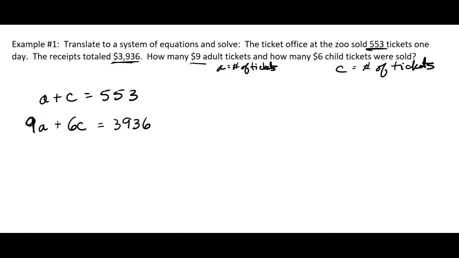Now it's all set up nicely. It's a system of equations. We could use this system and use the elimination method. So I'm going to multiply the top equation by -6. That's going to give me -6A minus 6C equals, and then I'm just going to use my calculator here to figure out what 553 times 6 is.